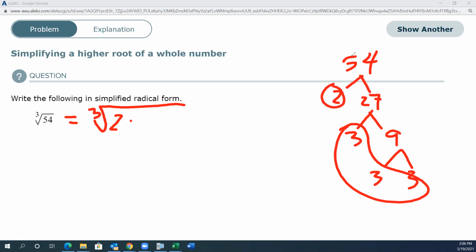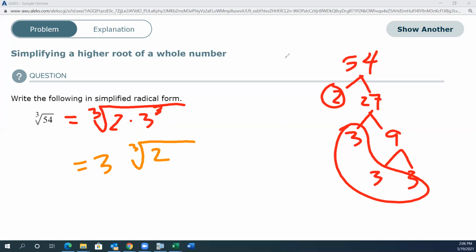So 2 times 3 cubed. Let's see if I can draw that. That's a 3. All right. Now we are looking for groups of size 3. So I don't have enough 2's to pull anything out. So the 2 is going to stay inside. But I got enough 3's there that I can pull something out. I got 1 complete set of 3's. And the 2 stays inside.